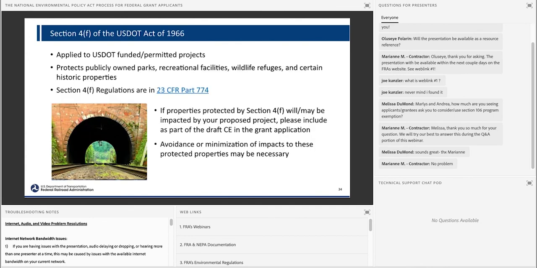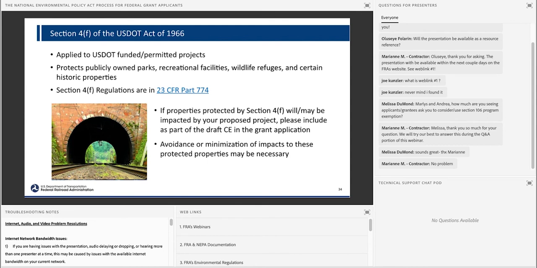So next, I just have one slide here on Section 4(f), if folks are not familiar. Again, in the same year that the National Historic Preservation Act was passed, a law under the U.S. DOT Act of 1966 included a provision to protect publicly owned parks, recreation facilities, wildlife refuges, and certain historic properties. Again, this happened around the same time. There's some overlap between the National Historic Preservation Act and Section 4(f) of the U.S. DOT Act and the protection of historic properties.